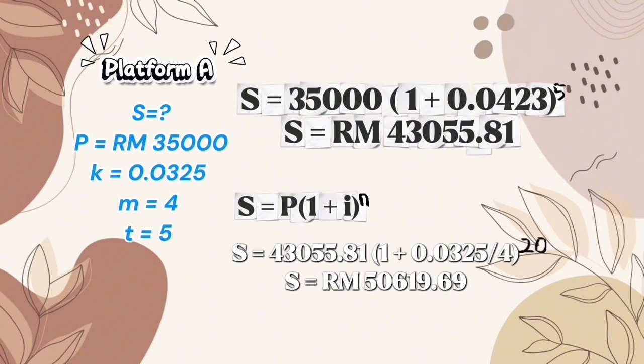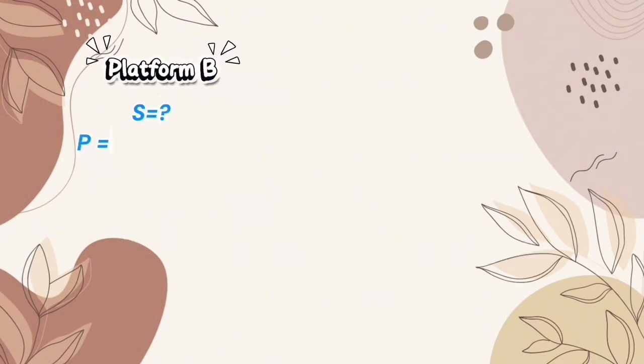The formula is S equals P(1 + i)^n. S equals 43,055.80 (1 + 0.0325 divided by 4), and the N for the next 5 years is 20. Calculate it together. So the answer for S is RM 50,619 ringgit 69 cents. Platform B, we need to find S.